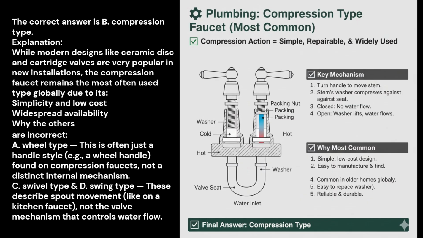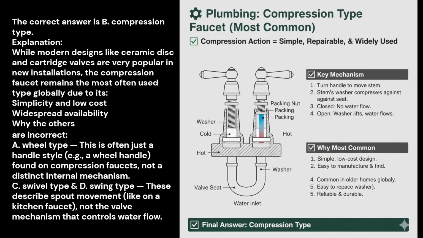The correct answer is B. Compression type. Explanation. While modern designs like ceramic disc and cartridge valves are very popular in new installations, the compression faucet remains the most often used type globally due to its simplicity and low cost, widespread availability, long history of use in countless homes and buildings, ease of repair with common washers and seats. It is the traditional, standard faucet found on a huge number of existing fixtures.